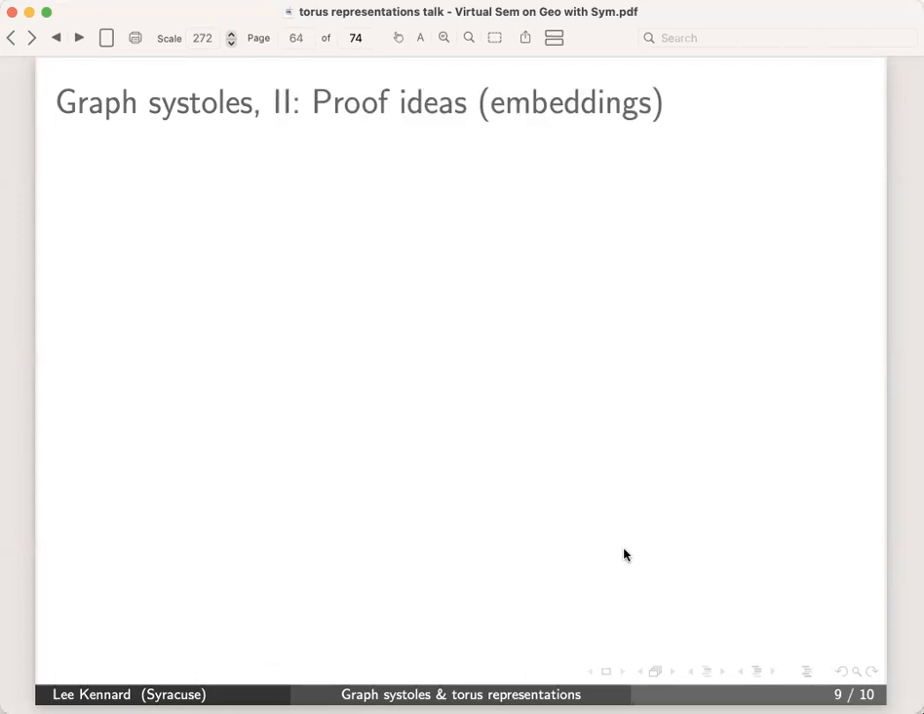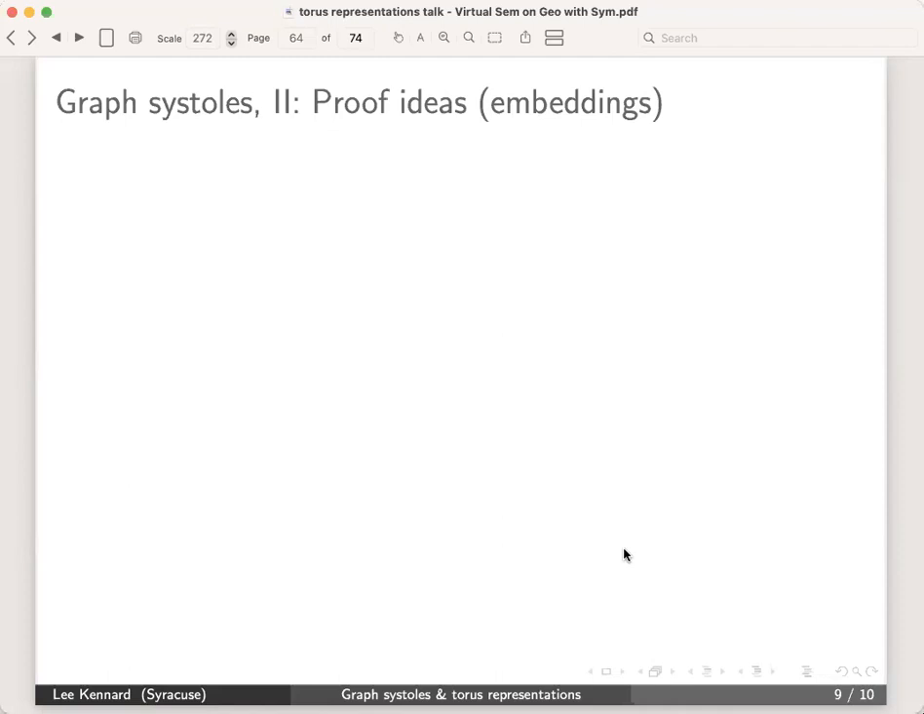Okay. I have 2 slides left on some proof ideas. This is now the little bit of graph theory we had to do to put into our problem. And there's some nice ideas here. Definitely going to finish a little short, but that's okay.